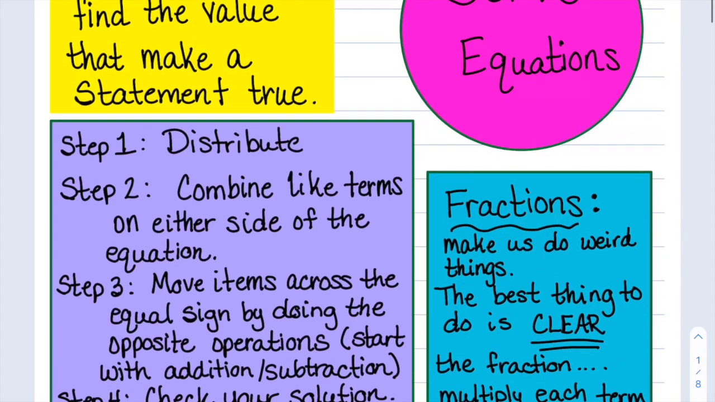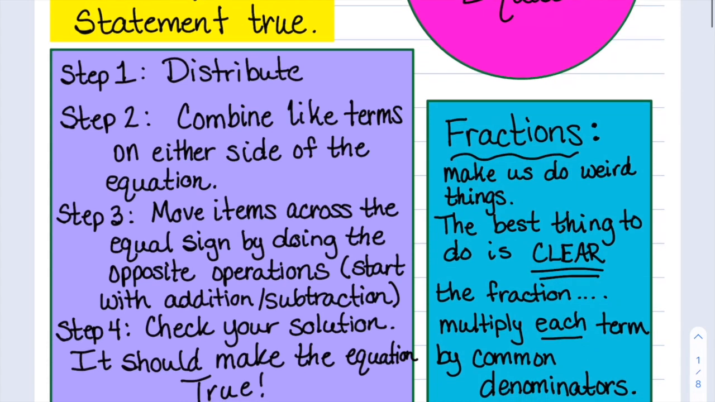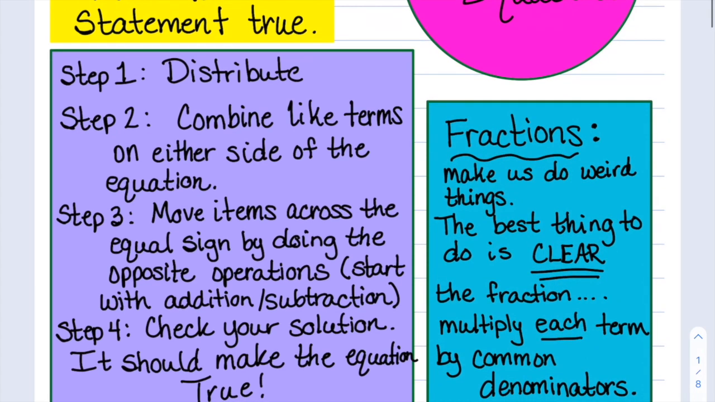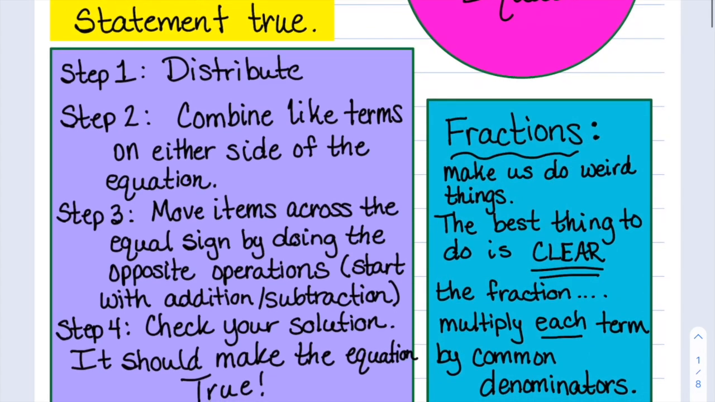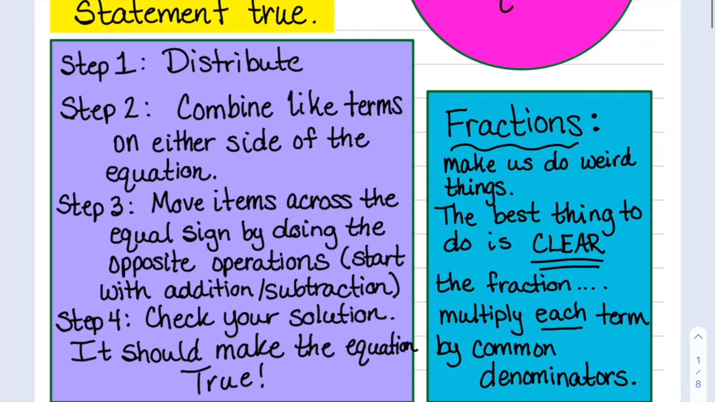When we look at an equation, we're going to distribute first any terms we see, combine like terms on either side of the equation, then we move them across the equal sign by doing the opposite operation. So if we have addition or subtraction, we would do the opposite. If it was addition, we would do subtraction to get it to move to the other side and so forth. This is kind of the reverse of order of operations, so you start with addition and subtraction, then multiplication and division before you move things.